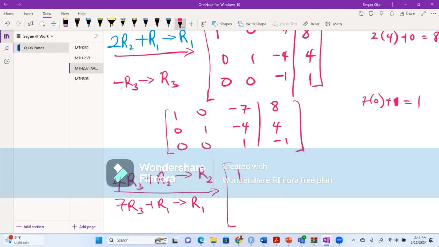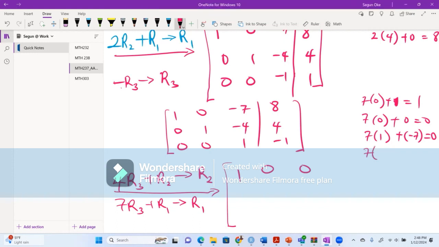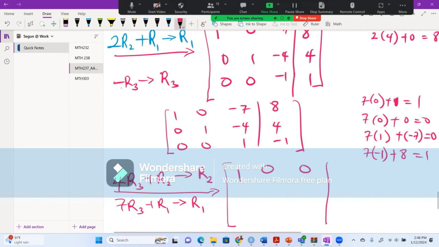Then we have 7 of 0 again, plus 0, 0. Then 7 multiplied by 1 plus -7. What do we have? 0. So you can see we're able to eliminate this. Then we know 7 of -1 plus 8 will give me what? 1. That's the augmented 1.